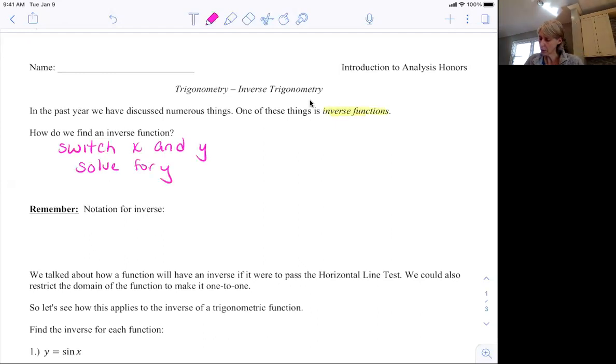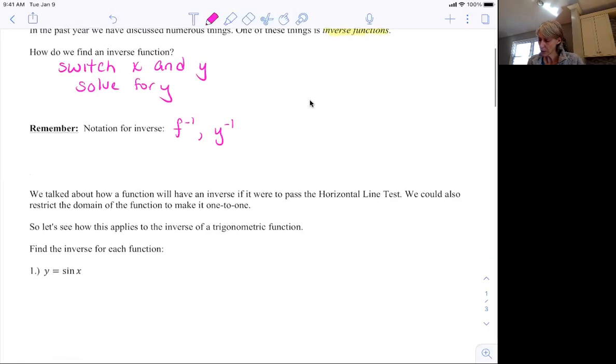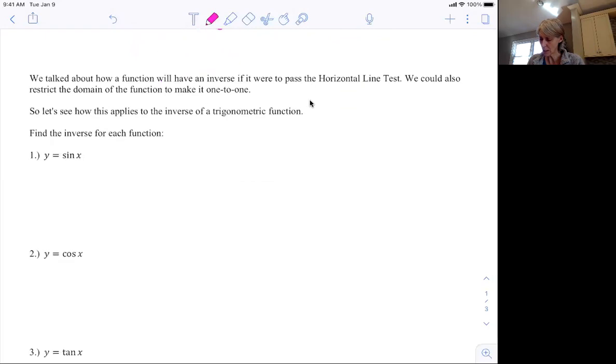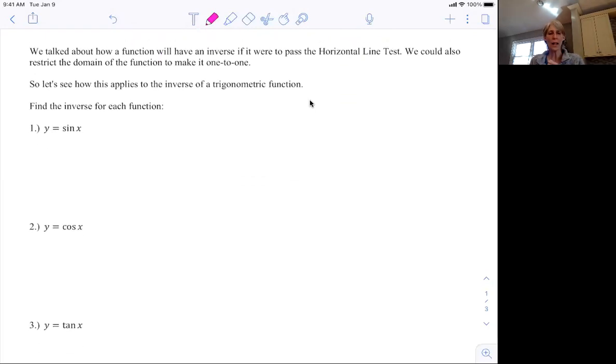Our notation for an inverse function, if you recall from the beginning of the year, is that little -1. Now, it doesn't mean flip. In this case, that little -1 is saying the function we're talking about is an inverse, okay? And we're also going to remind you here how a function will have an inverse if it passes the horizontal line test, okay? And if it doesn't, we could restrict the domain to make it one-to-one. For instance, actually, I'll apply it when we get down here, okay? So let's see how this applies to the inverse of a trig function.